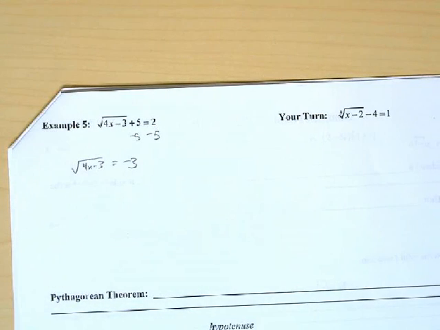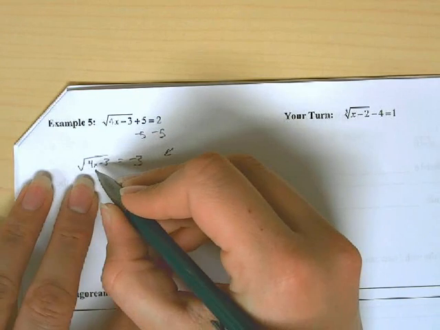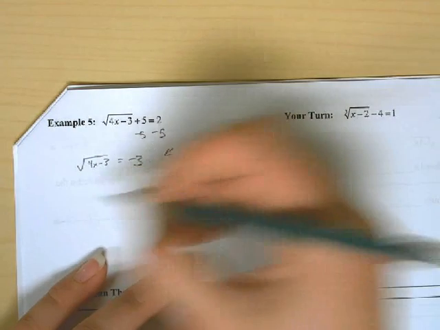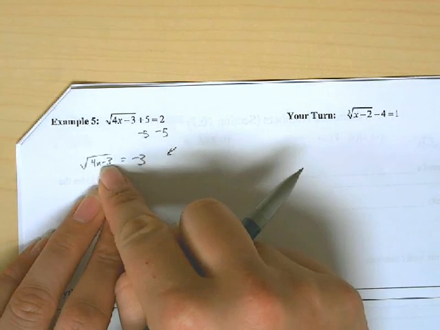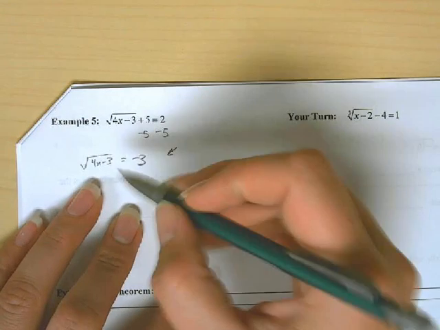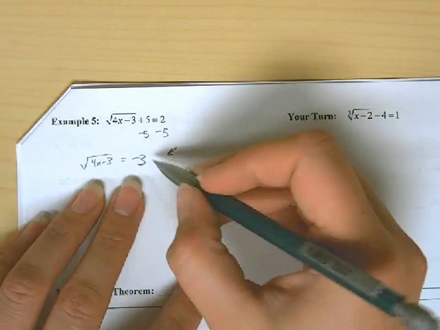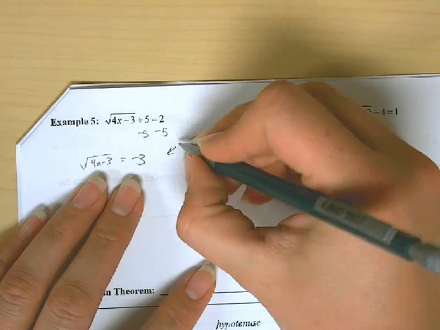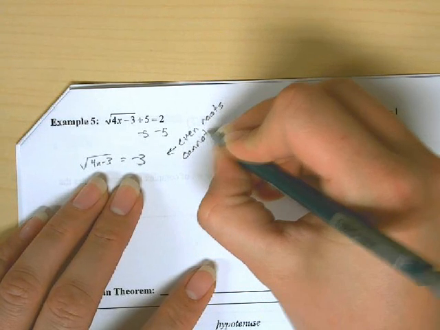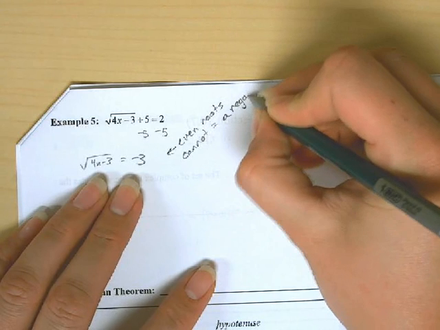Now, when I get there, if you remember, a square root can't equal a negative, because if I take the square root of a number, I couldn't have a negative underneath, so my answer is not going to be negative. Once I've isolated the radical, and this only works if I've isolated the radical, if I have a square root, really an even root, it cannot equal a negative number. Even roots cannot equal a negative number.